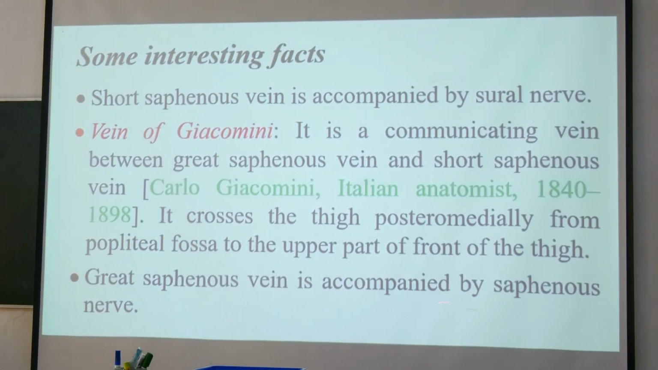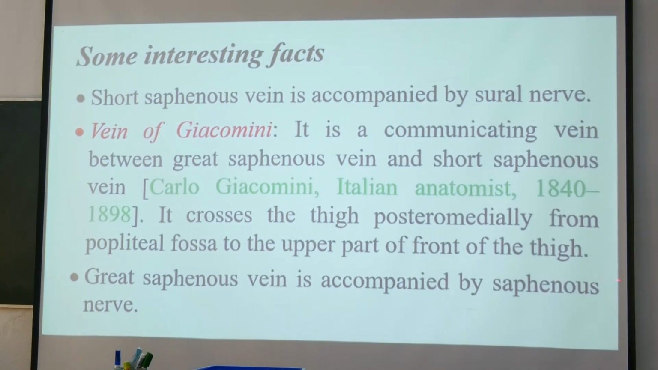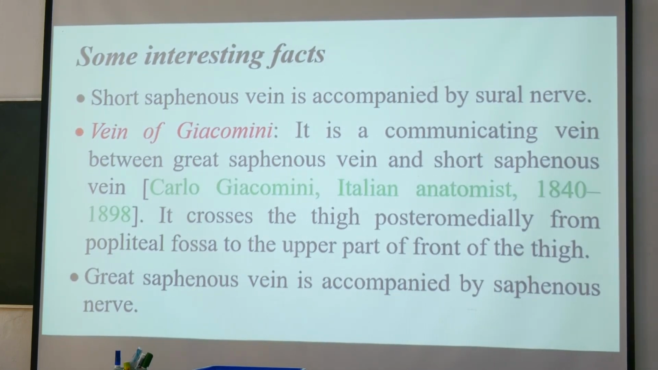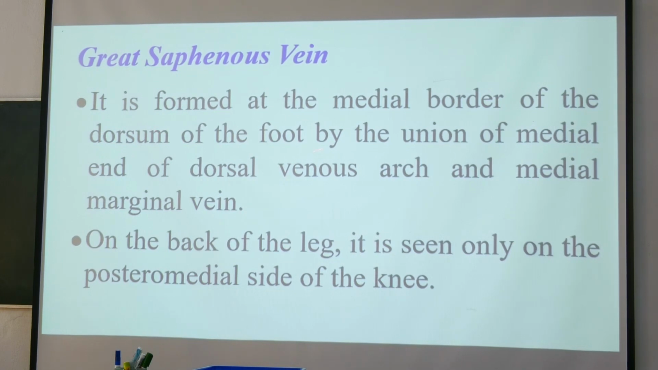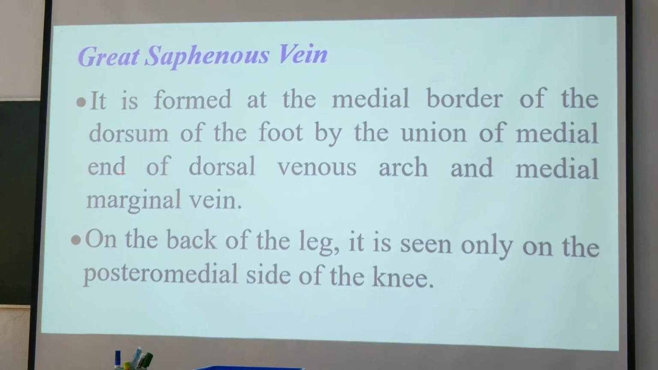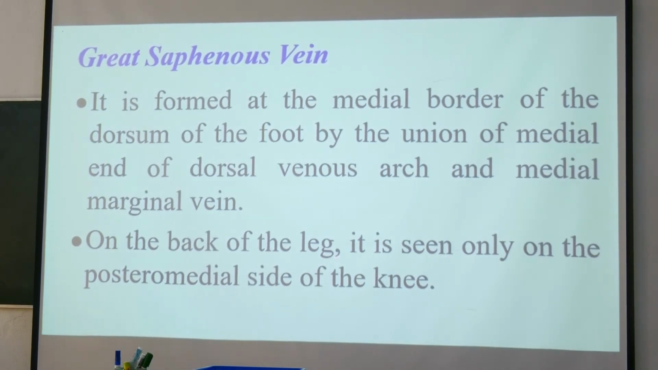And great saphenous vein is accompanied by the saphenous nerve. Okay. Saphenous nerve, you have seen, is a cutaneous branch from the posterior division of femoral nerve, longest cutaneous nerve. Now, great saphenous vein is formed at the medial border of the dorsum of the foot by the union of medial end of dorsal venous arch and the medial marginal vein. On the back of the leg, it is seen only on the posteromedial side of the knee.